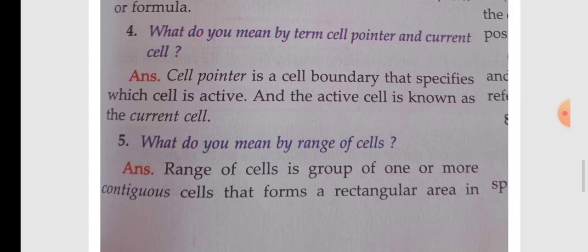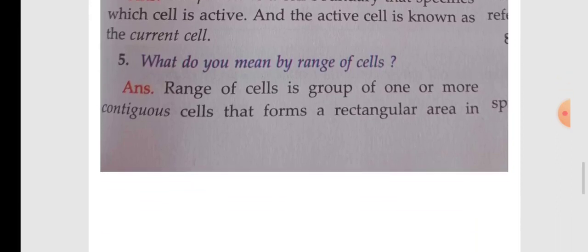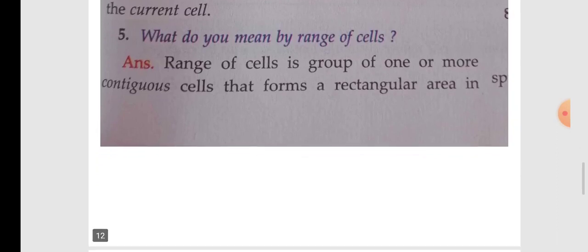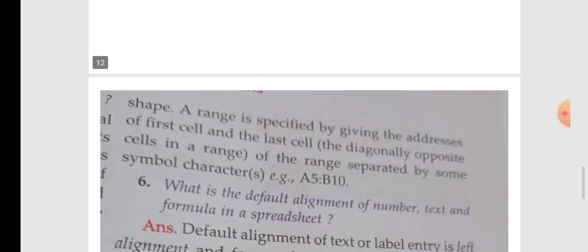Next question is, what do you mean by the range of a cell? The range of a cell is a group of one or more contiguous cells that forms a rectangular area, and a range is specified by giving the address of the first cell and the last cell. For example, A5 is a cell address, where A is the name of the column and 5 means the fifth row. A5 colon B10 means two cell addresses separated by a colon, and that simply means it is a range.